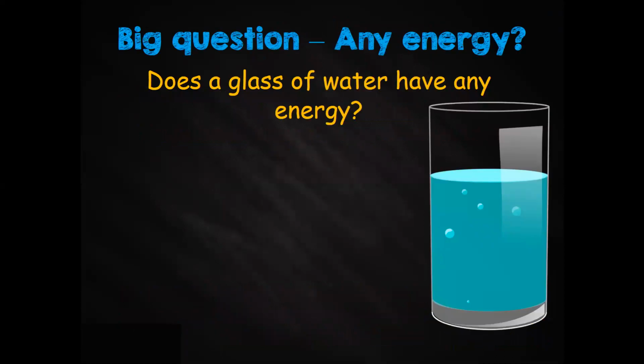Now we are back to the question from where we started. Does a glass of water have any energy? If the answer is yes, then we have to explain that in terms of two types of energy. The first one is kinetic energy, and the second one is potential energy. Because the particles in this glass are constantly moving, they must have kinetic energy. And also, the particles are constantly changing position, so they must have potential energy as well.